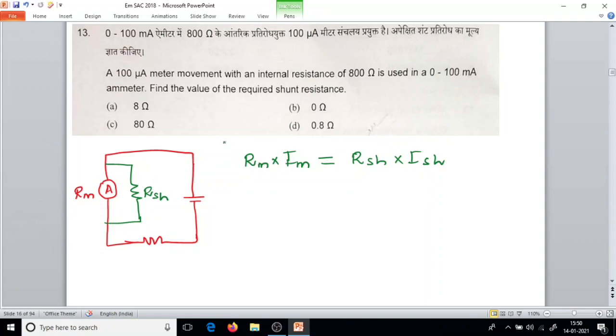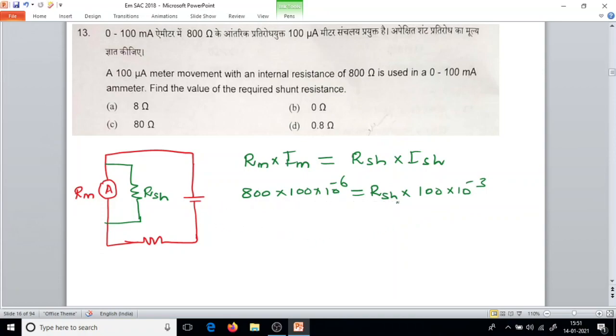Now, what is the Rm value he has given? Meter resistance he has given us is 800 ohms, multiplied by Im, 100 microamps, that is 10 to the power minus 6, equals RSH, the shunt resistance value we have to find, multiplied by ISH. What is ISH? 0 to 100 milliamps, so maximum is 100 milliamps, 10 to the power minus 3.